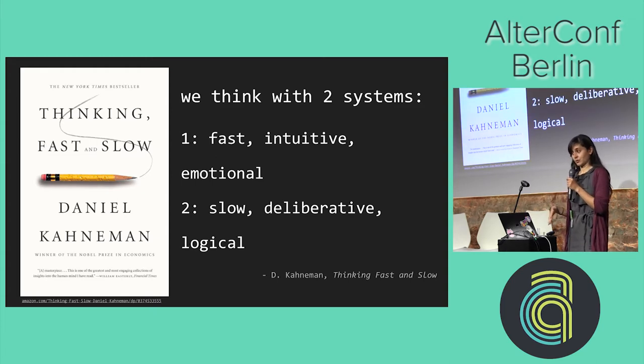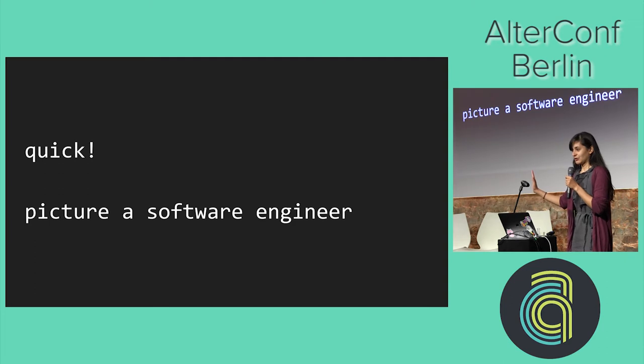We do have a second system, which is logical, more deliberative, perhaps better able to give us an accurate picture of reality, but that one is really slow, not performant at all. So we tend not to use it as much as we would like to think that we do. So how does this affect our lives in the tech world? Well, really quick, picture a software engineer in your head. Okay. I don't know what you have in your head. I know what I have in my head.